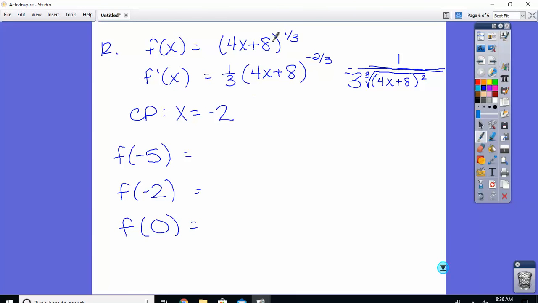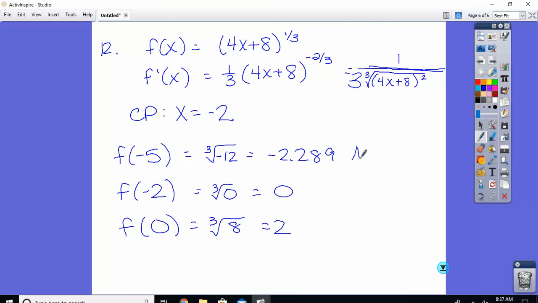Okay, if you plug in -5, you get -20 plus 8. So it's like the cube root of -12. Or if you gave me that as a decimal, that is -2.289. If you put in a -2, you get -8 plus 8, which is 0, so you have the cube root of 0, which is 0. If you put in a 0, 0 plus 8 is 8, so the cube root of 8 is 2. So this is our lowest, and this is our highest.